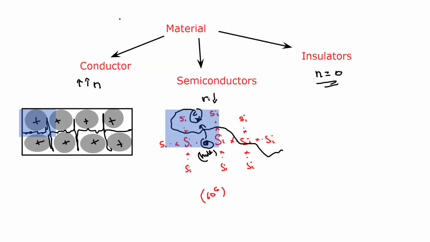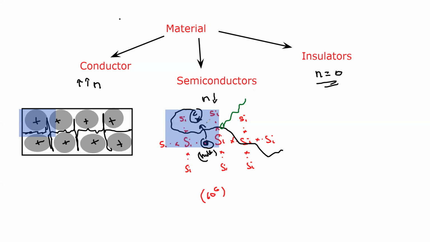Anyone having a doubt or a question in this? Why did the electron jump? It is because these electrons are absorbing energy from the surroundings. It can be light or heat. When they are exposed to light or heat, the electrons get excited, break the bond and move out from the bonding. That is what happens.